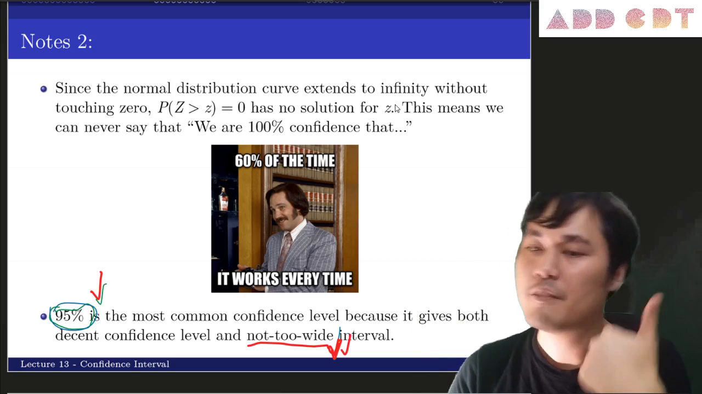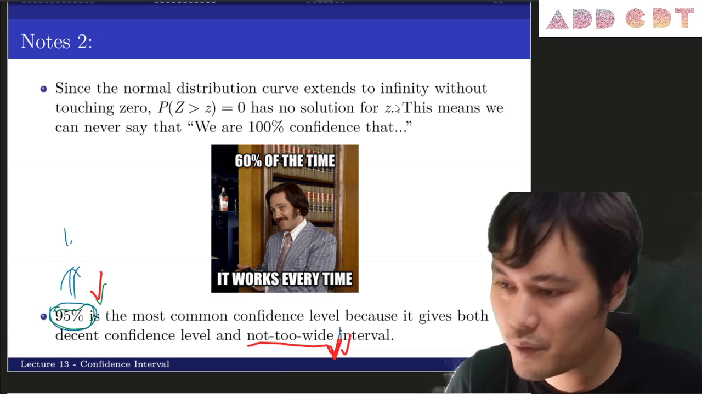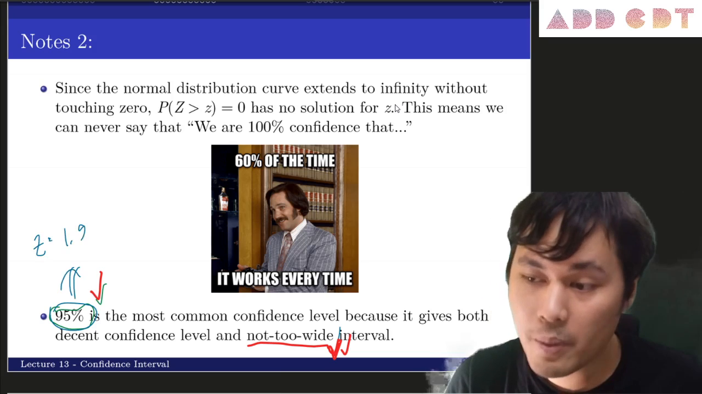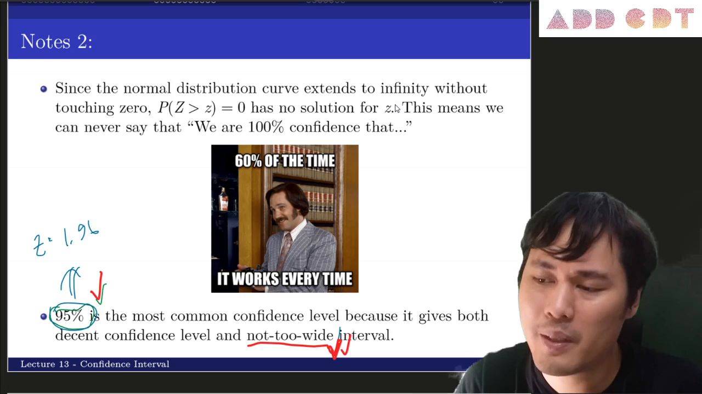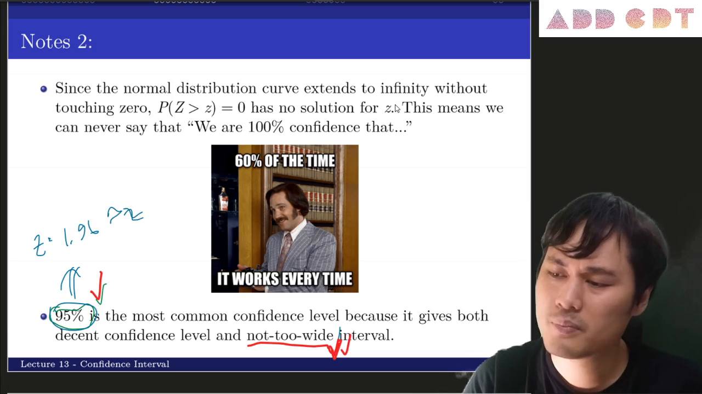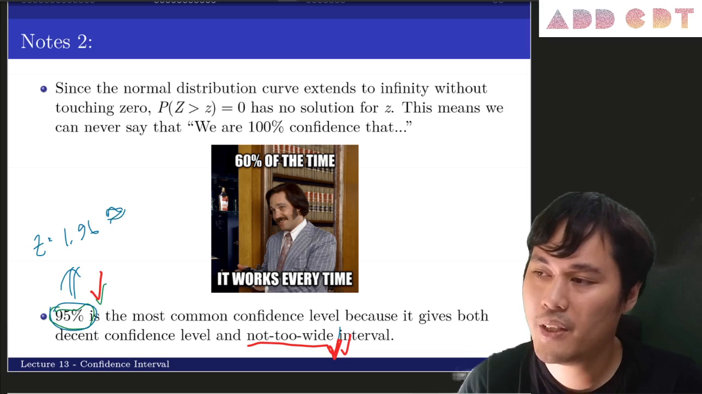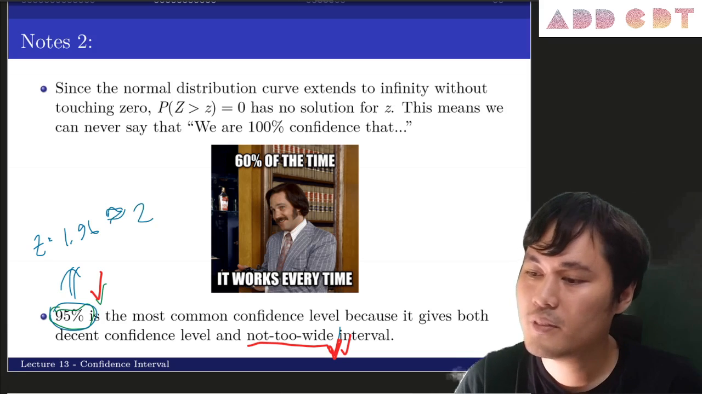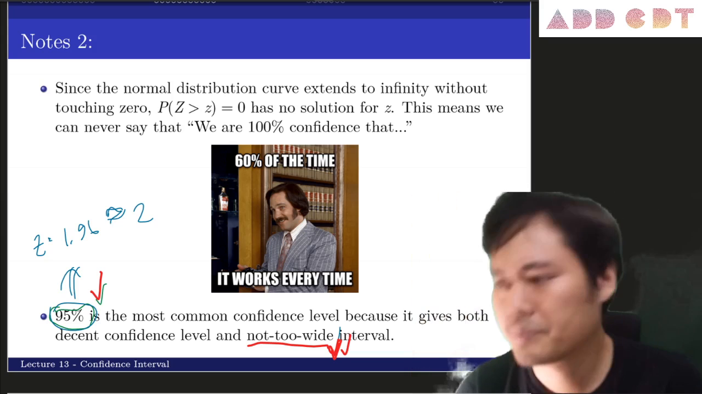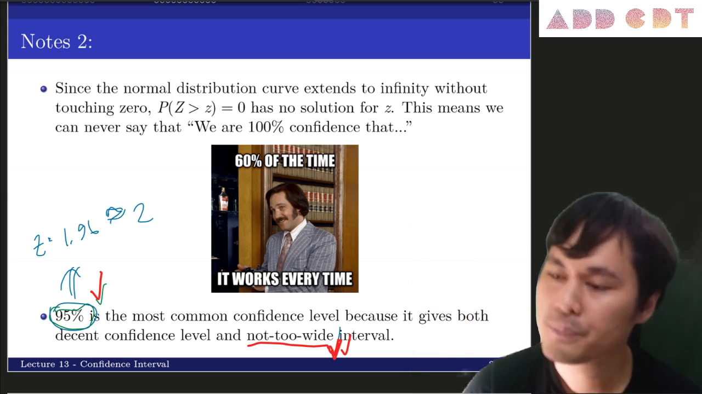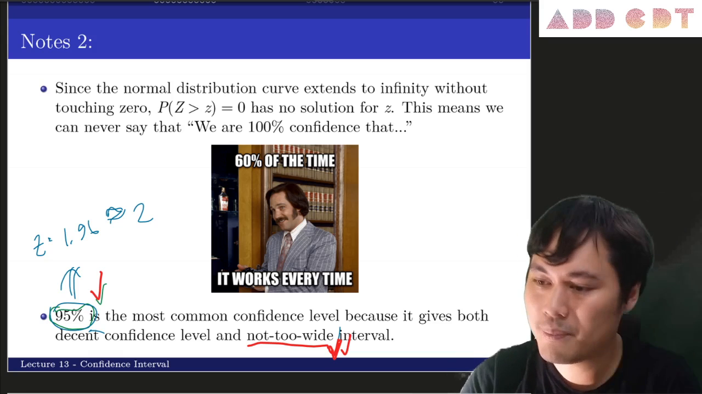As a rule of thumb, just pick 95, and that will also give you the number 1.96. That's convenient to remember because it's close to 2, so you can do it in your head: this number is 2 times whatever. Not too bad. And again, this is the trade-off.